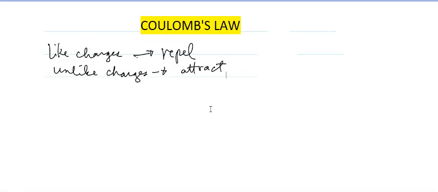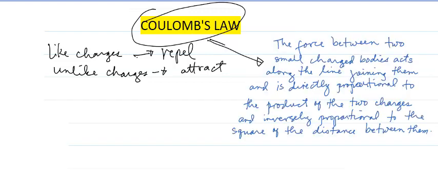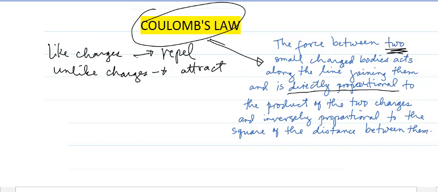quantitatively defined by Coulomb, Charles Augustin de Coulomb, in his famous Coulomb's Law. And Coulomb's Law states that the force between two small charged bodies, so it refers to two small charges, acts along the line joining them and is directly proportional to the product of the two charges and inversely proportional to the square of the distance between them.